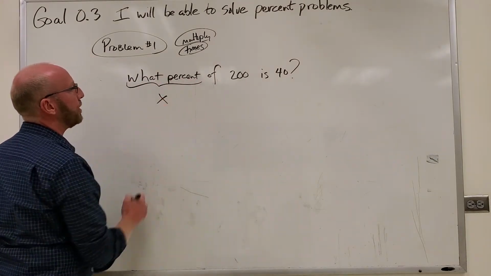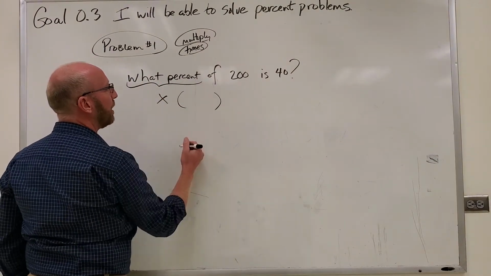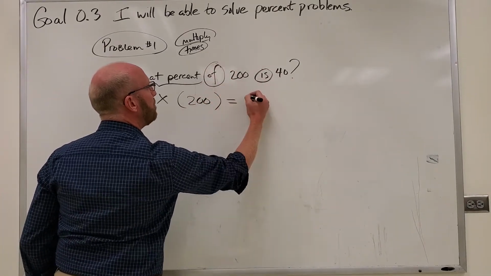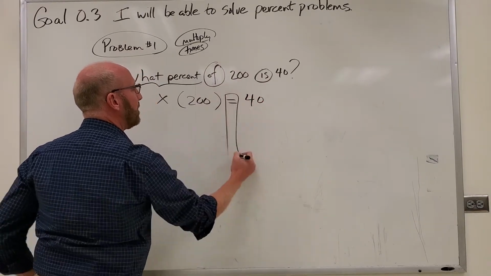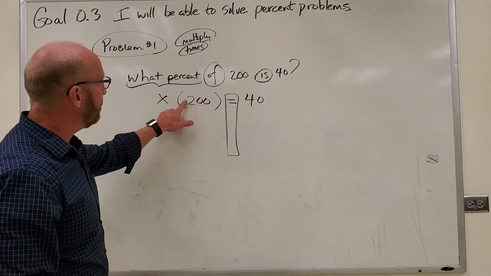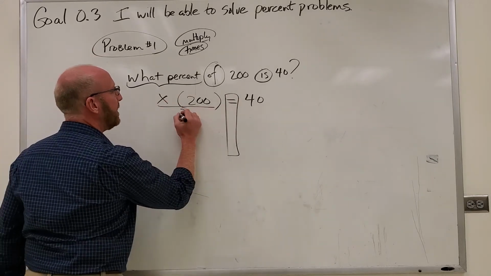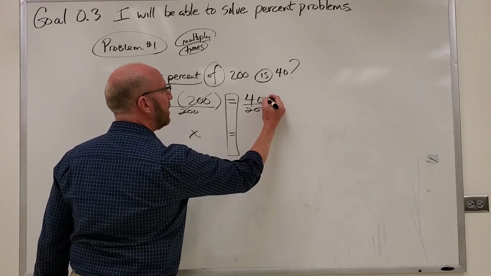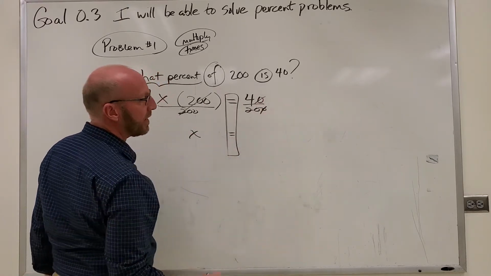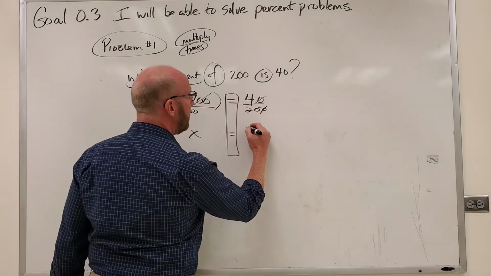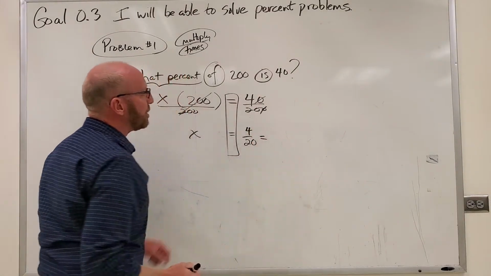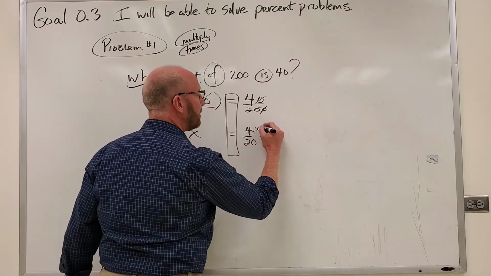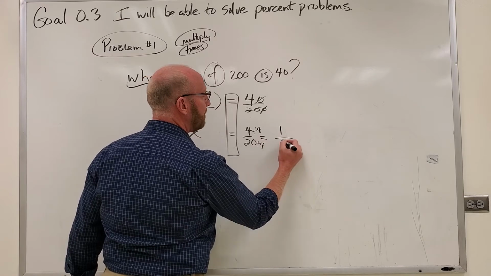What percent? I don't know. Of means to multiply. 200, is means equals 40. I'm going to solve this. I want x by itself. How do I get rid of multiplying by 200? I divide by 200, just like the last problem. X equals, I can divide by 10. Cancel out 1 zero in the numerator and denominator. It's 4/20ths. To reduce this, 4 goes into 4 once, and 4 goes into 20 5 times.